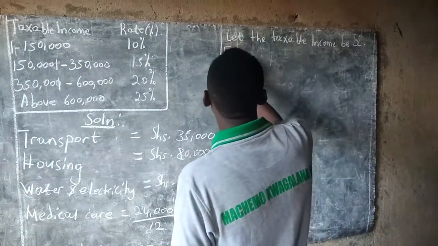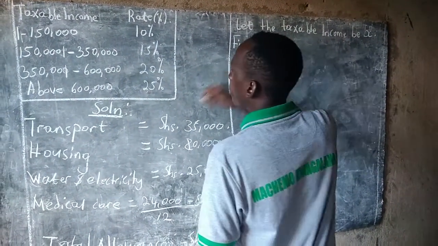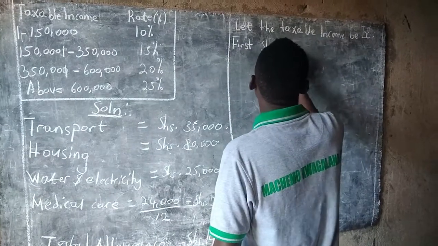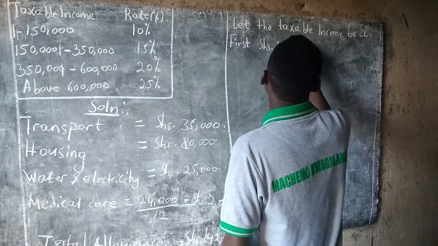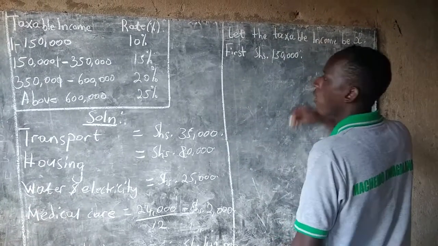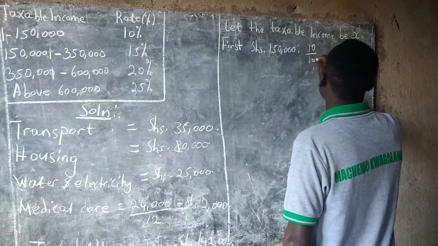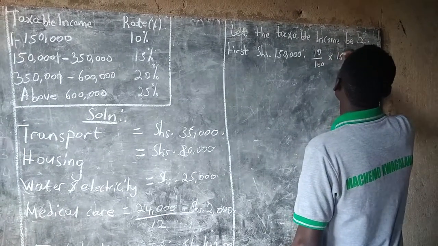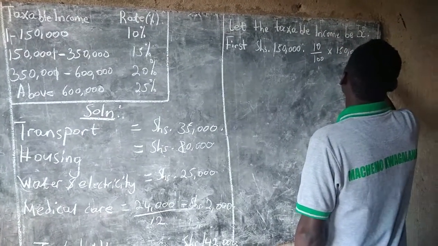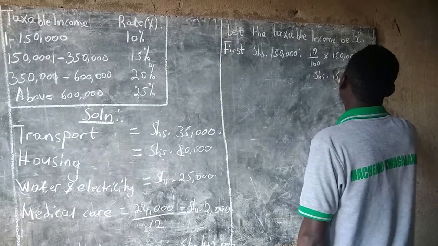We know that now the first shillings 150,000, the tax rate, the income tax is 10 over 100 times 150,000, and we get shillings 15,000.